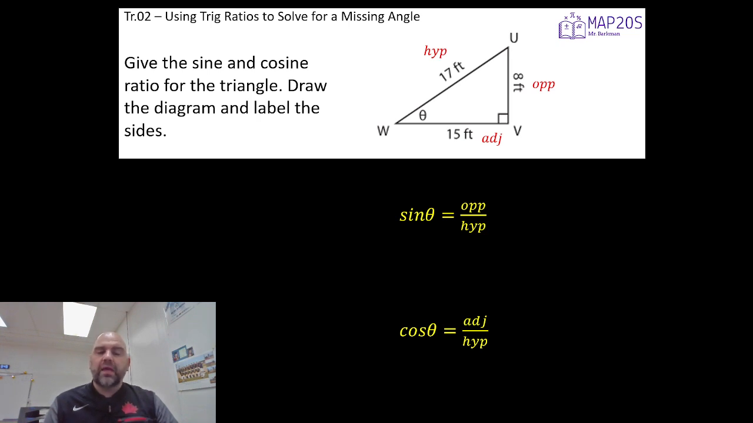When we're taking a look at the sides, the hypotenuse again is the longest. The adjacent side or adjacent leg is always touching the angle. So you'll see that theta is attached to the 15. So that's our adjacent side.